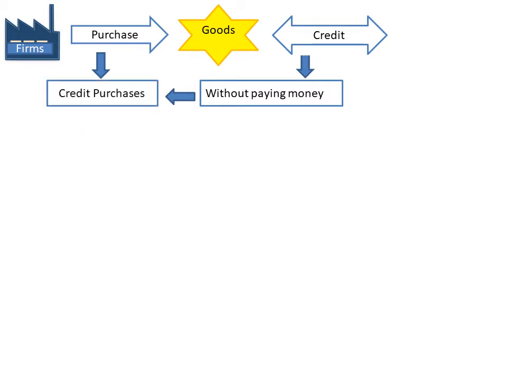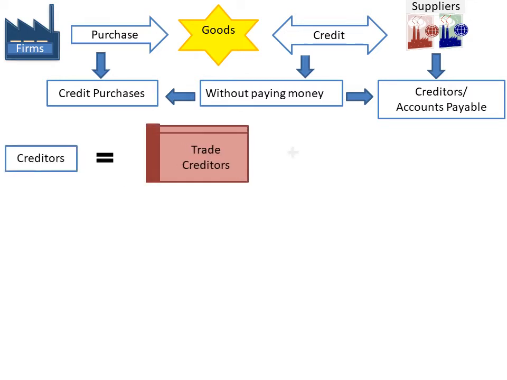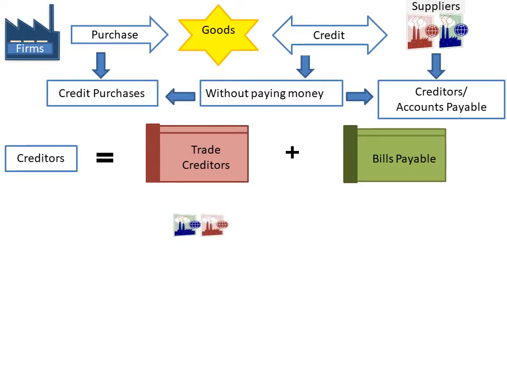And for firms, those sellers from whom goods are purchased without paying money in full at the time of purchase become short term creditors or accounts payable. Creditors include trade creditors and bills payable. Trade creditors are organizations to whom the firm owes money.